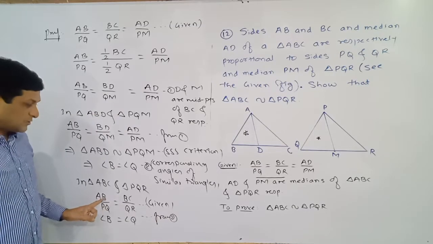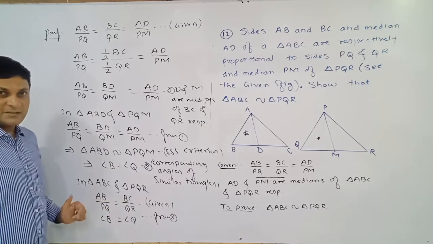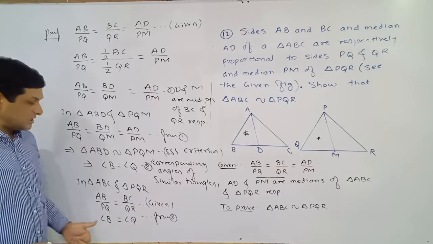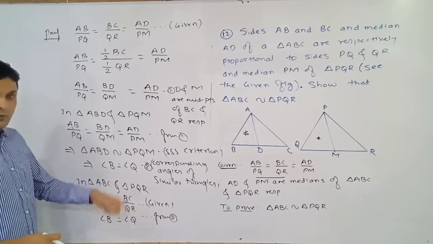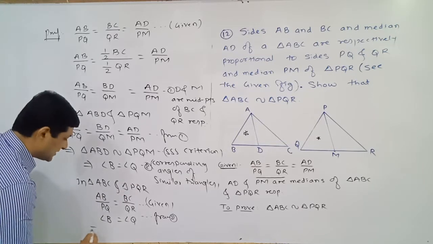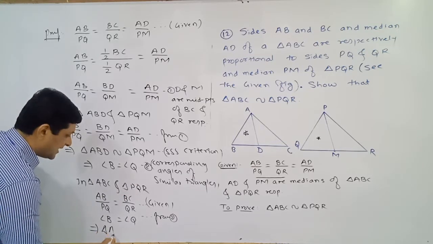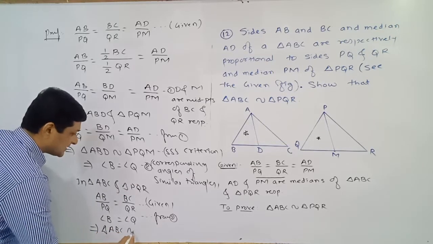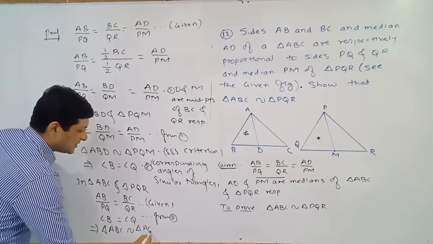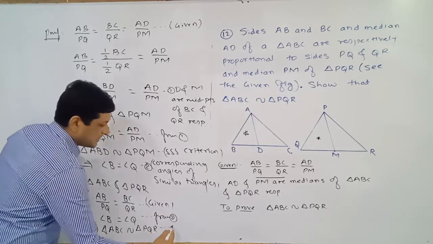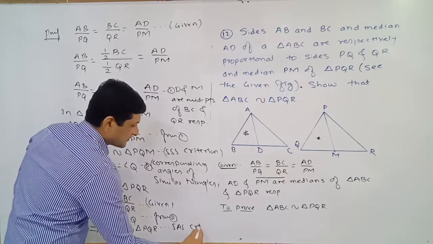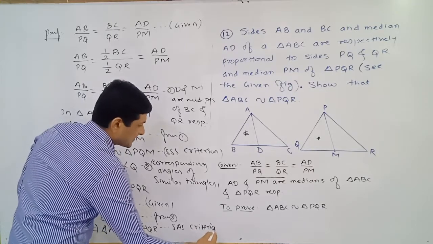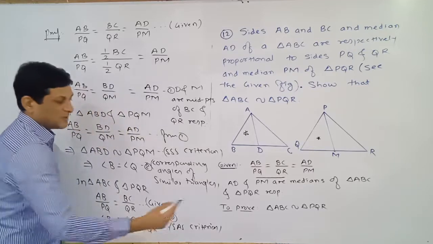Two sides, corresponding sides are in proportion and included angles are also equal. That's why we can say that these two triangles are similar. So this implies that triangle ABC is similar to triangle PQR, by which criterion? SAS criterion. And this is the result which we have to show here.